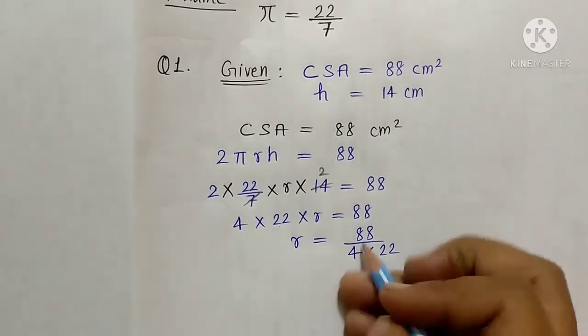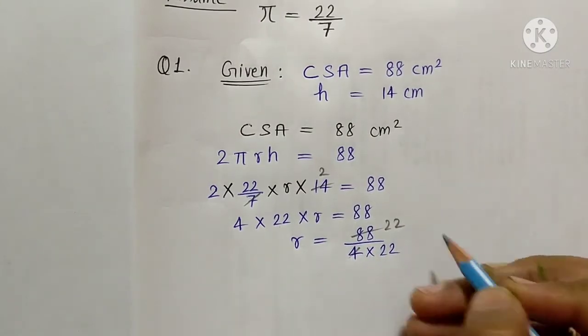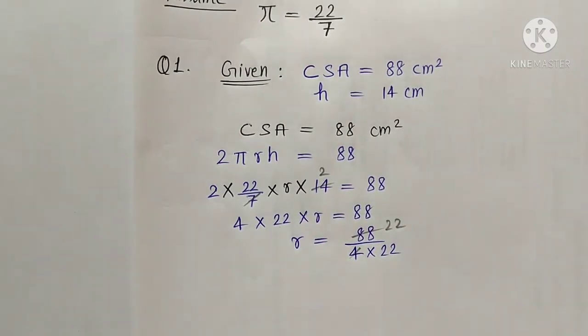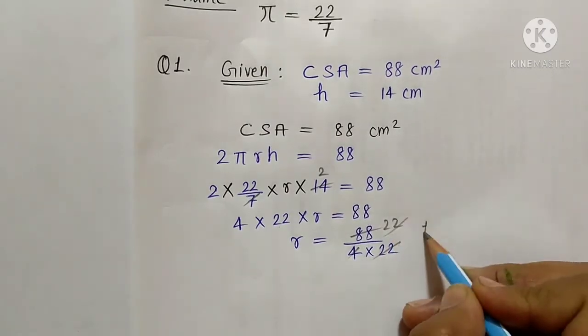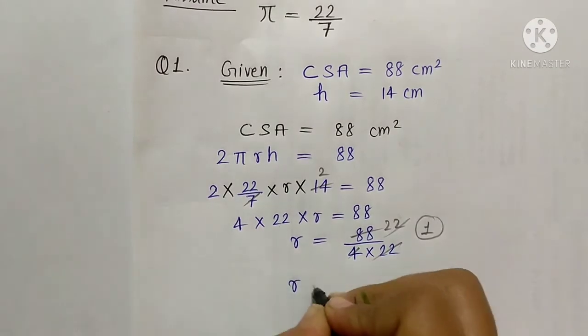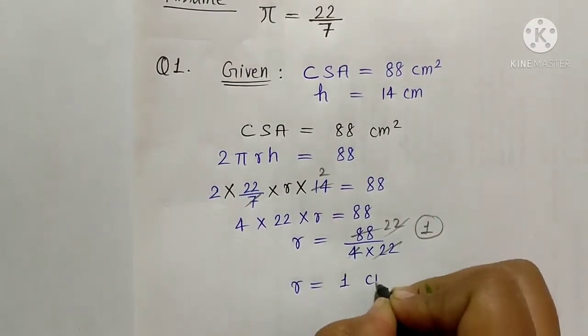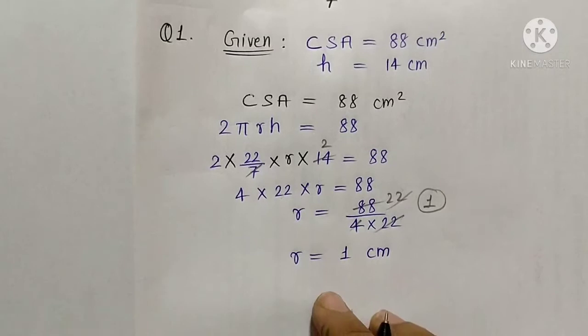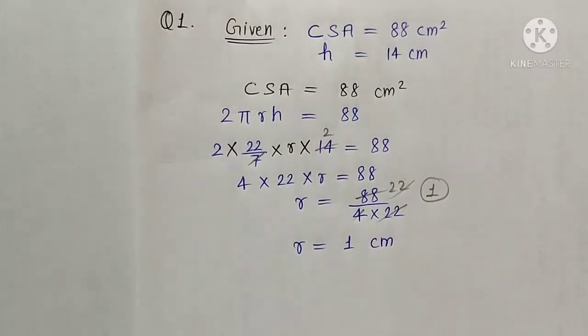Now 4 2s are 8. So how much is left upside? 22, and downside also 22. 22 ones are 22. So what answer came? 1. It means our R came 1 centimeter. Now remember, we don't need to find the radius here, we have to find the diameter.